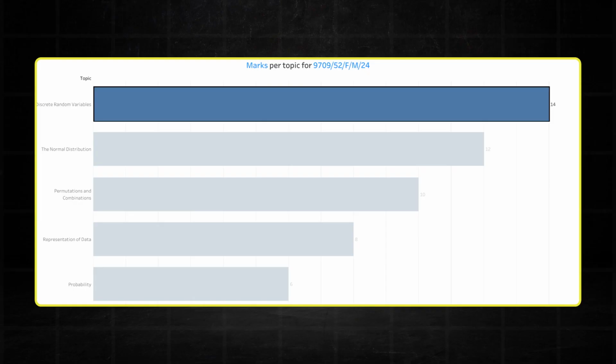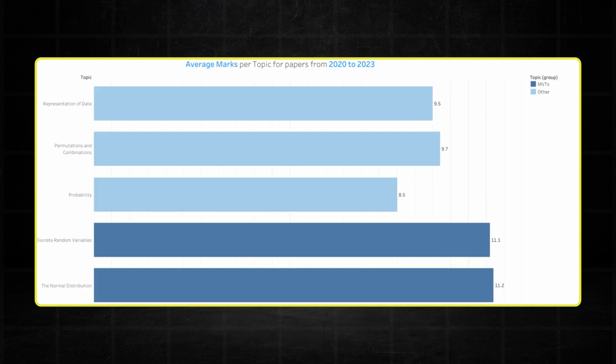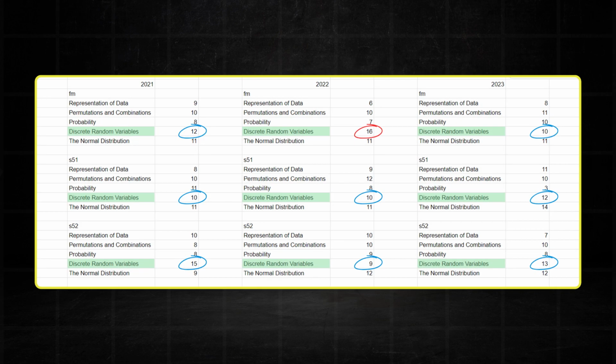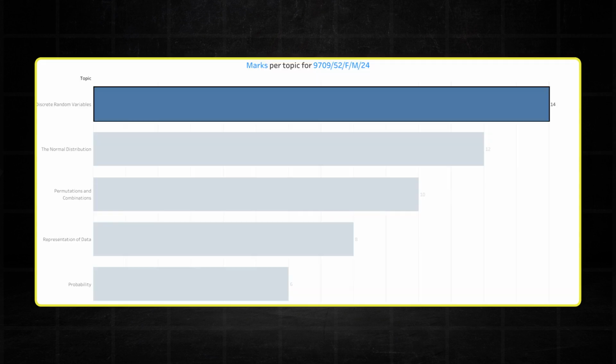Our top performer was discrete random variables with 14 marks. This is a slight surprise as we expected the normal distribution to keep the throne, but we have to remember just how explosive this topic is. In February-March 2022, it recorded a career high 16 marks, so this 14 marker is by no means an anomalous result. The questions in the February-March 2024 paper that fall under this topic are as follows.